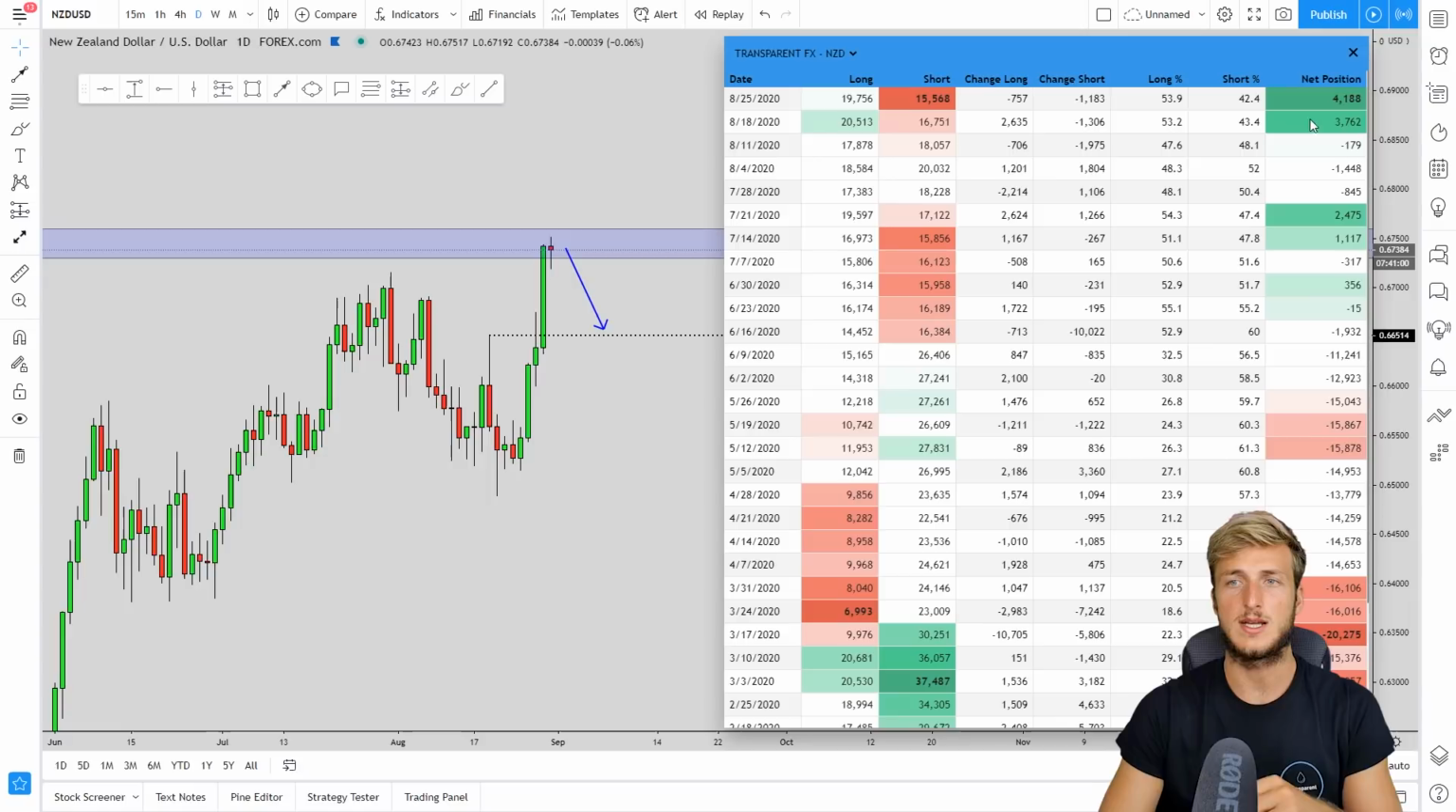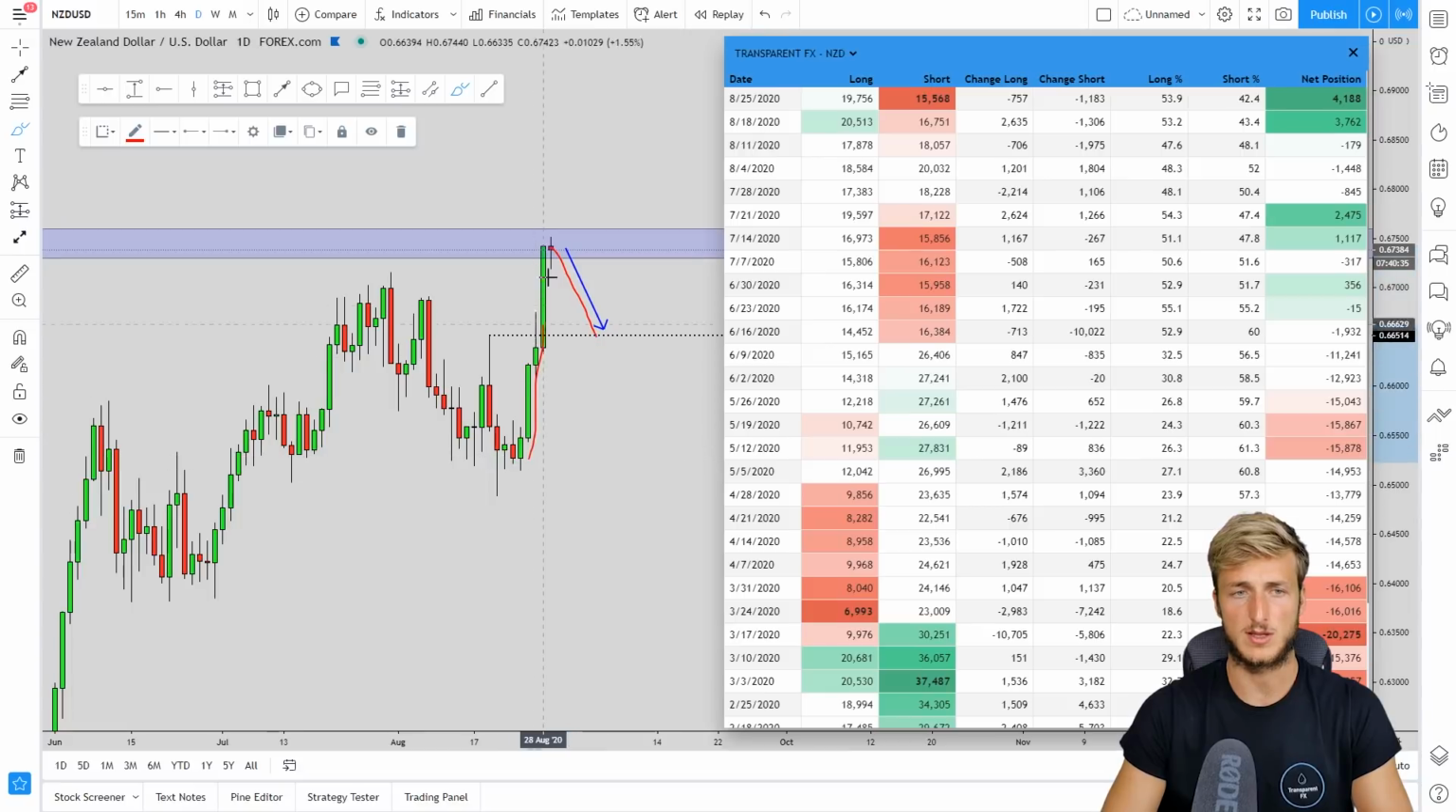Now on NZD, we can see that with the last report, net positions increased from 3.7K to 4.1K, with 1K shorts getting closed and another 700 longs getting closed with the last report. So clearly on the NZD, we can see that even though net positions are increasing, longs are not getting added anymore, which means that we can definitely get a retracement from all this strength.